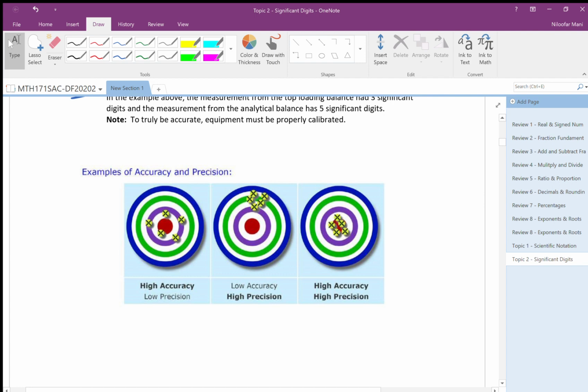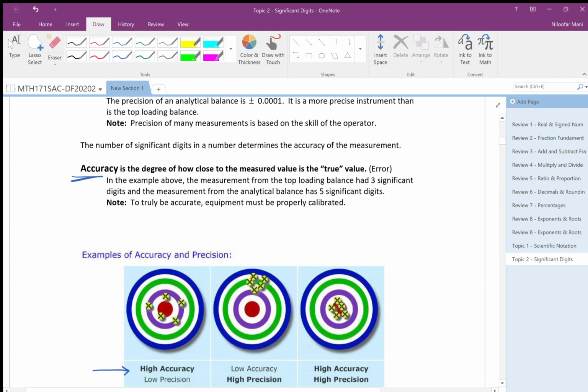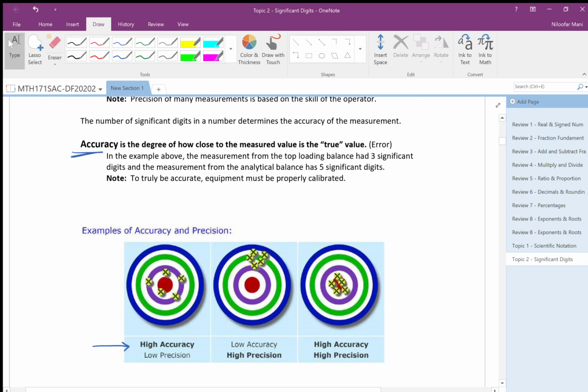For the first one, they are close to the actual value, but they are not close to each other. So I have high accuracy, because accuracy shows how close the measured values are to the true value, but low precision because they are not close to each other. The second one, they are close to each other, high precision, but they are far from the actual value, so low accuracy. Here you have close to each other and close to the actual value, so you have high accuracy and high precision, which is the best experiment that you can have.